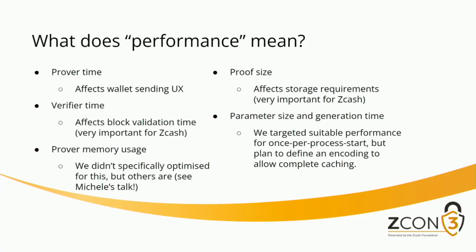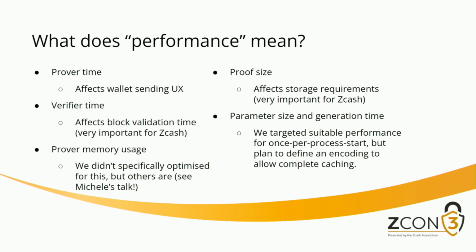So to start off, what do we think of when we're thinking of performance in this context? The most easily recognizable things are like prover time, which affects how long it takes for a wallet to create and send a transaction. Verifier time as well, but also proof size. And in a context like Zcash, it's the verifier time and proof size that matter the most.